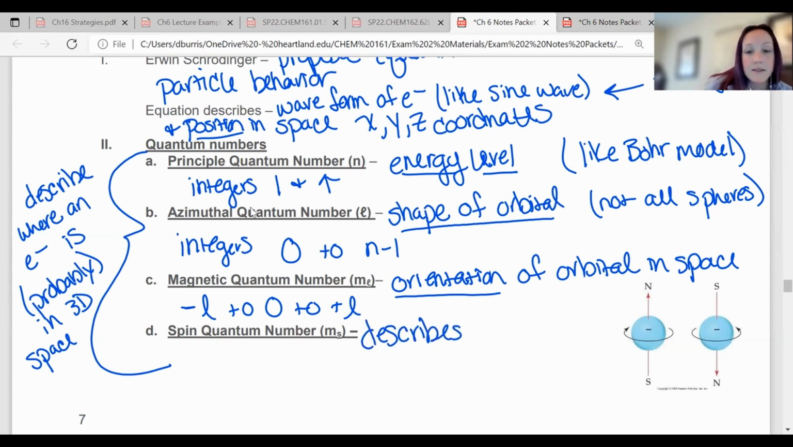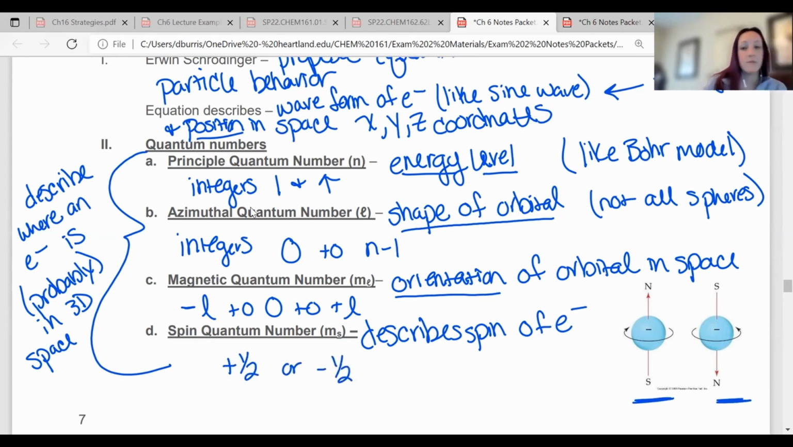Describes spin of the electron. It's either spinning one way or in the opposite direction, and we call these +1/2 or -1/2. Essentially, these are a set of 4 numbers that describe where an electron is. It tells me what energy level it's in, what shape that orbital is, the orientation of that orbital, and which way the electron is spinning. We just use numbers to represent all of these things.